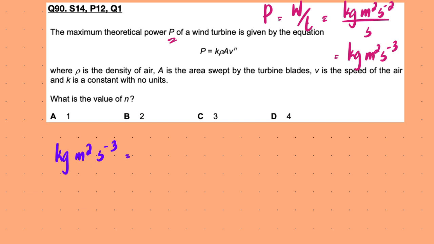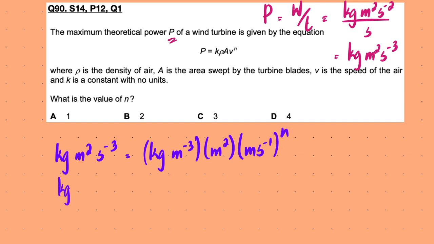On the right, K again, no need to write that down. Rho is density, so kg per meter cube. A is area, which is meter square. And this is V, which is meter per second raised to the power n. Right, so pretty much the same steps. Again, as long as you do one step at a time, you should be fine. So on the right, let me just first write these as it is, and then I apply the powers individually.